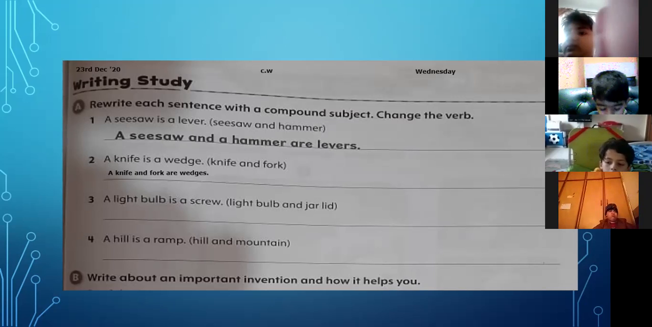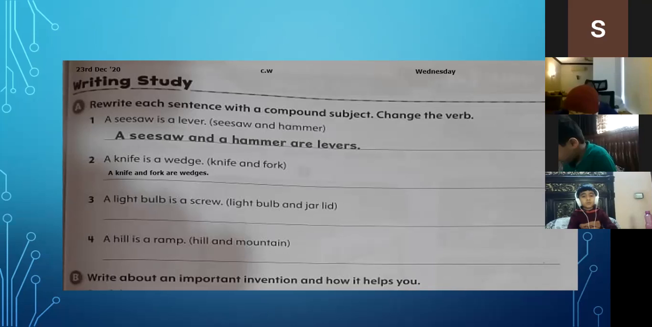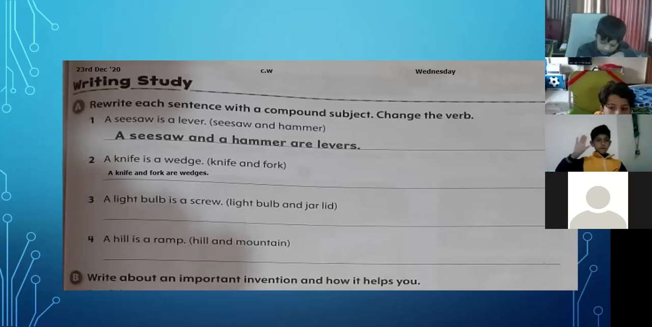Number 3. A light bulb is a screw. So, light bulb and jar lid, there are multiple subjects given to you. So, let's see who wants to answer me. Yes, Ibrahim Shams. Would you like to answer me, beta? How would you make a sentence using multiple subjects?